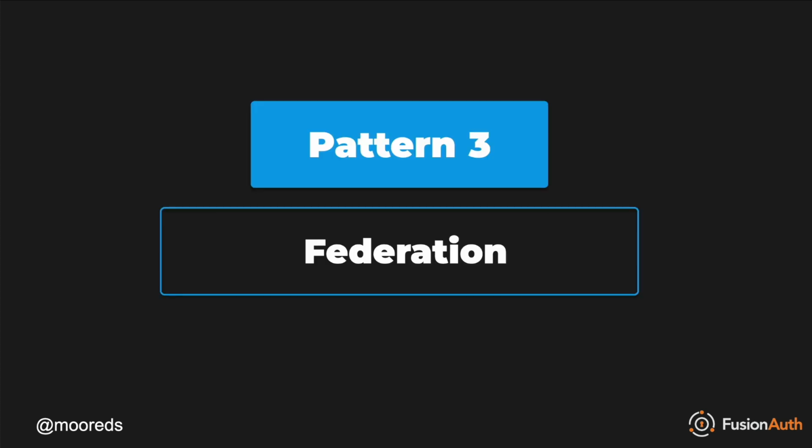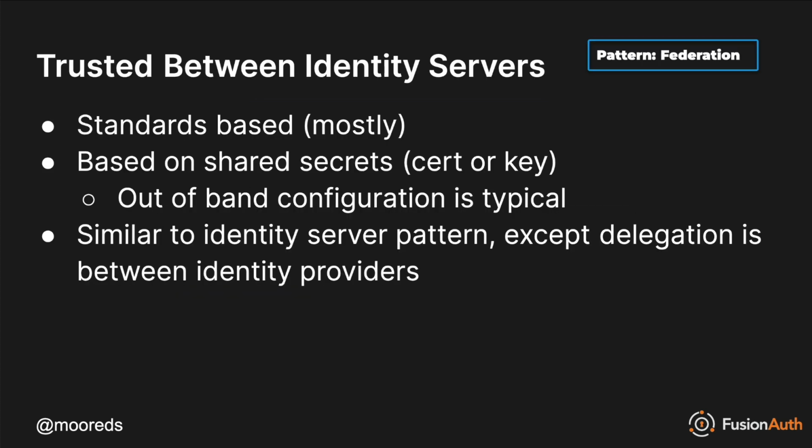Let's move on to the next pattern, which is federation. So this is basically having trust between different identity servers. This is often done with standards like OIDC or SAML. You have a shared secret typically between the different identity servers, and that means that there's some out-of-band configuration that happens that isn't automatic and it's not like snap-in, right? You need to copy a certificate from one place to another, a public-private certificate from one place to another.